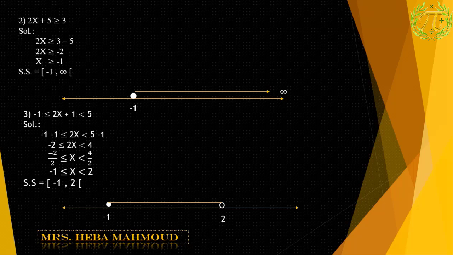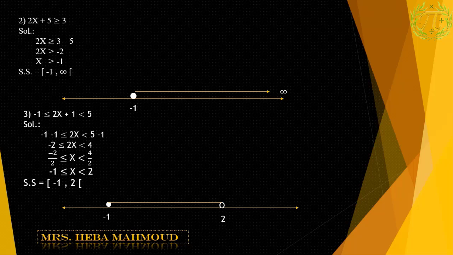Example 2: 2x + 5 is bigger than or equal to 3. Solution. We move plus 5 to the other side by minus 5. So 2x is bigger than or equal to -2. So to find the value of x, we move 2 to the other side by dividing. So x is bigger than or equal to -1. So the solution set will be -1 closed to infinity open, and we can represent it on the number line like this.